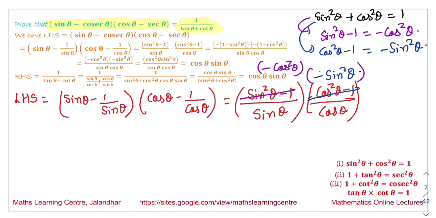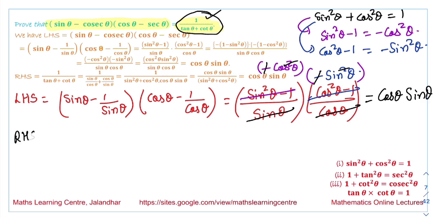Now on solving this, the minus minus sign gets cancelled, sin theta and sin theta get cancelled, cos theta and cos theta get cancelled, and what we are left with is cos theta into sin theta. Now if we compare this value with the right hand side, it is not equal to this. It seems that these two values are not equal. So we start simplifying the right hand side.